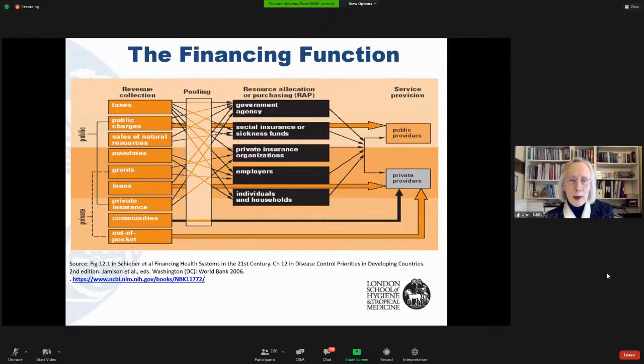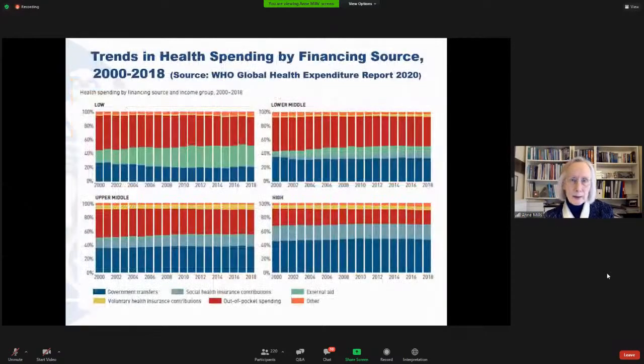So going on to talk first about sources of finance, this is relatively recent data taken from the WHO Global Health Expenditure Report. This shows the makeup of health financing by the main financing source and by country income group, over the last 8 years or so. And really showing a surprisingly stable pattern, actually, over the years, with a few exceptions.